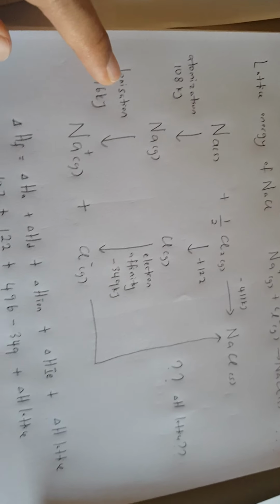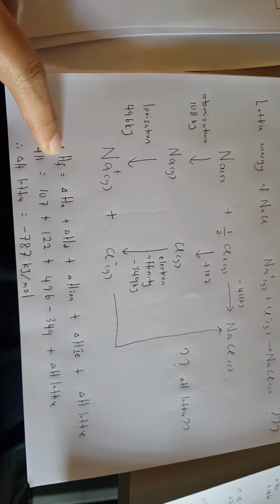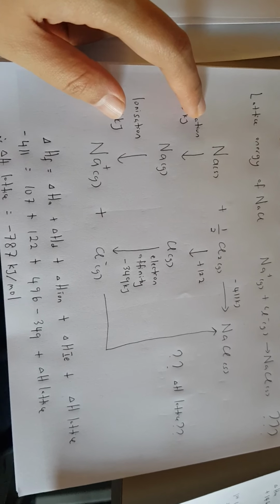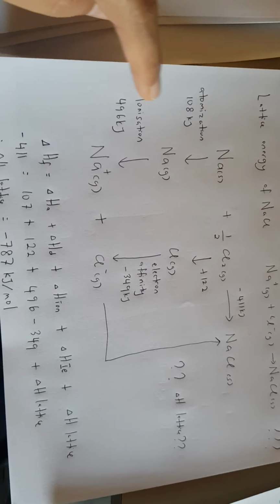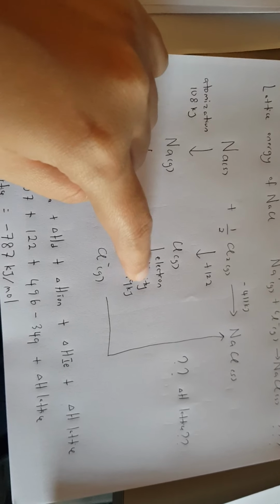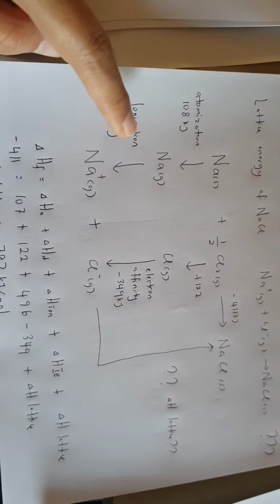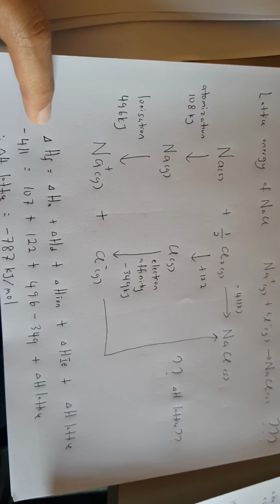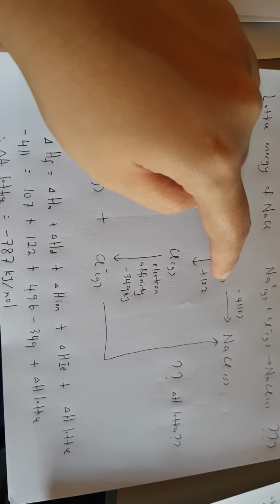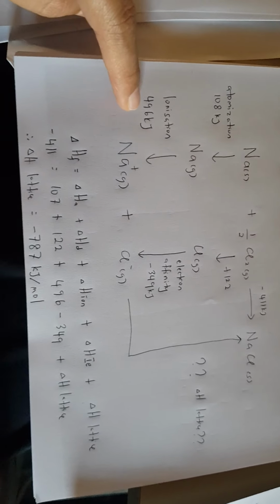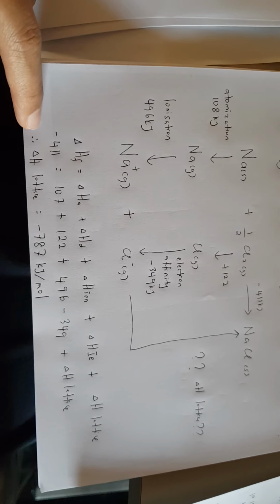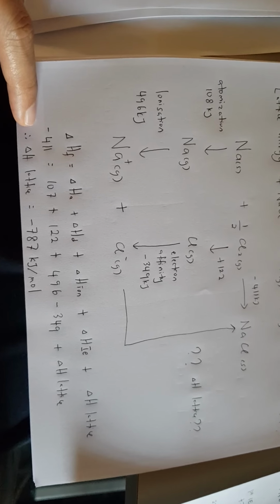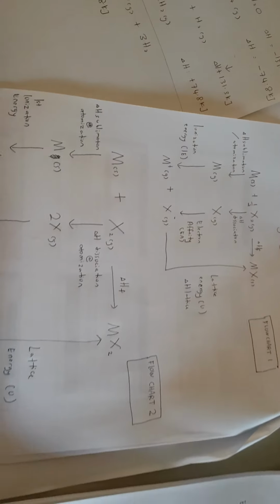Like we know, the enthalpy of formation is equal to enthalpy of atomization, enthalpy of dissociation, ionization energy, electron affinity, and lattice. So here we want to calculate the lattice. Delta HF is given here as negative 411. Then it's easy for you to calculate. The delta H for lattice is negative 787 kJ per mole. So this one is easy for you if you can remember both of these flowcharts.